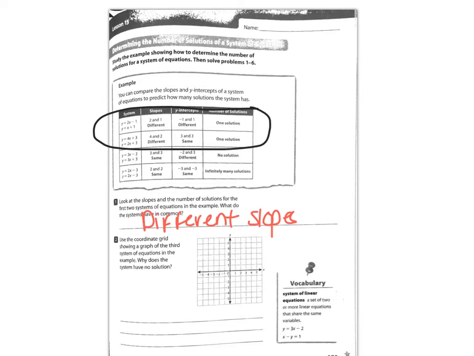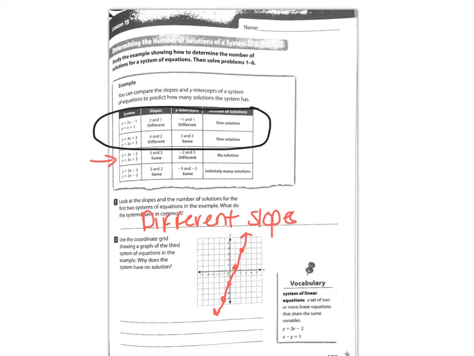Number 2 asks us to graph the third system, which is this one. So I'm going to graph 3x minus 2 in red. 3x minus 2 starts at -2 and has a slope of 3, meaning that they go up 3 over 1. Up 3 over 1. I can also go backwards, down 3, back 1. So that's the first line.